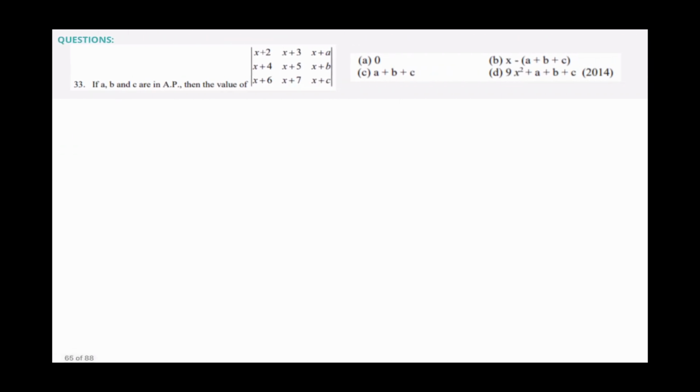Next. If A, B, C are in AP. Now this is a good question. If A, B, C are in AP, what are you going to do? Let's see what we can do in this kind of question. A, B, C are in AP, then the value of this determinant. Since A, B, C are in AP, we can say that A plus C is equal to 2B, correct? First term plus last term is equal to 2 times the middle term.